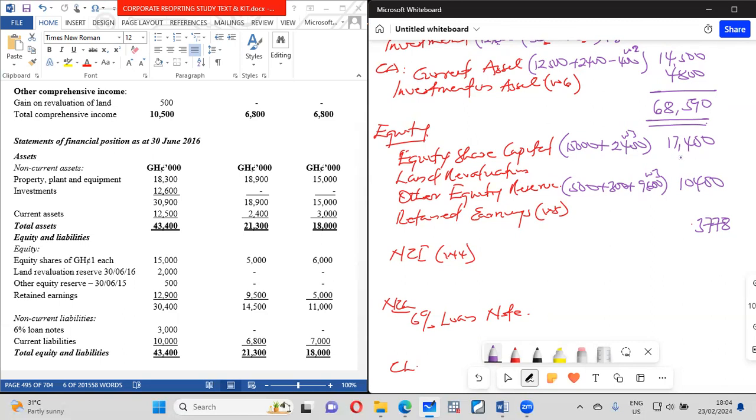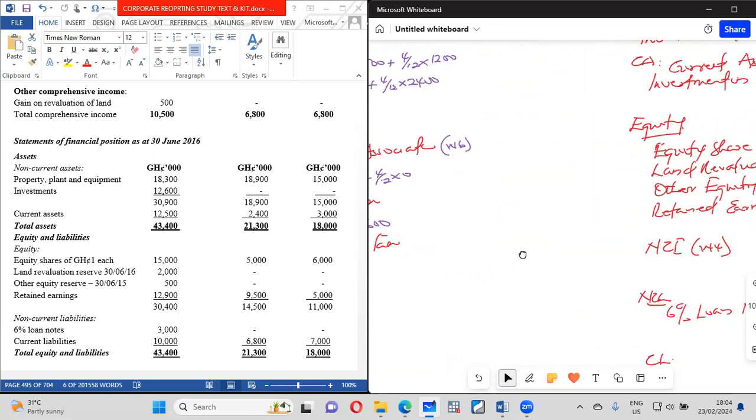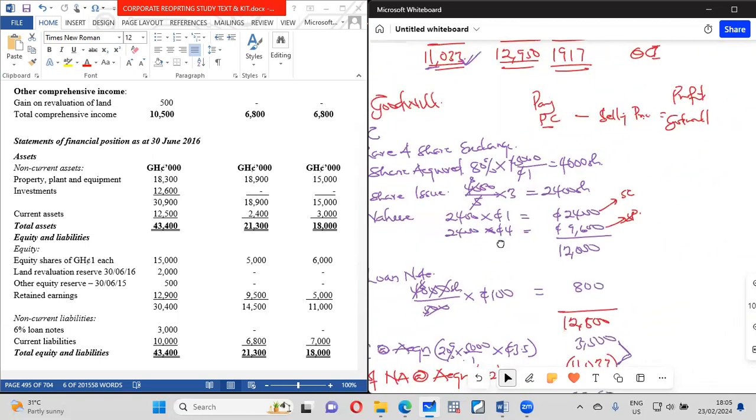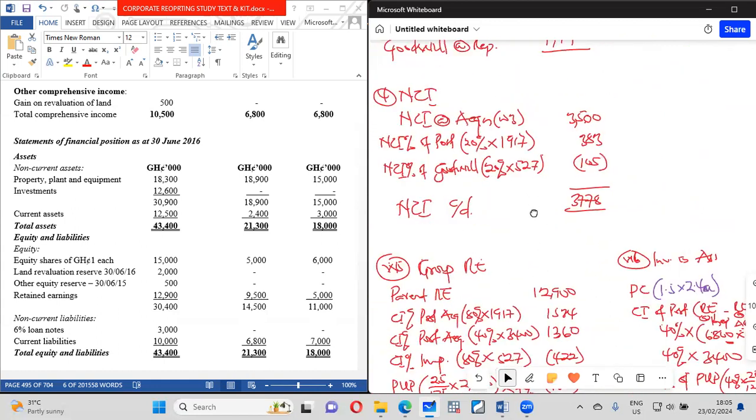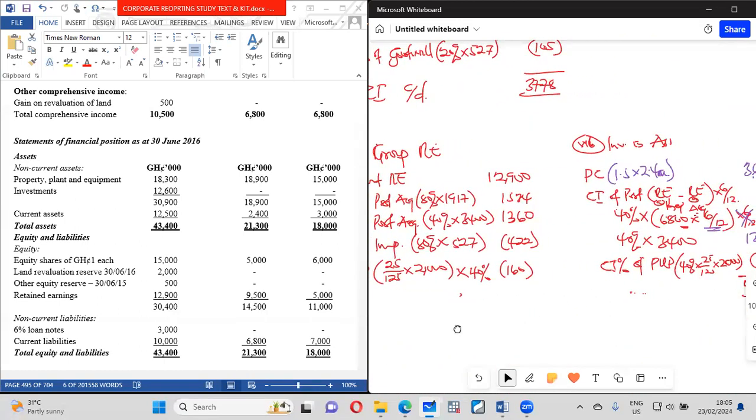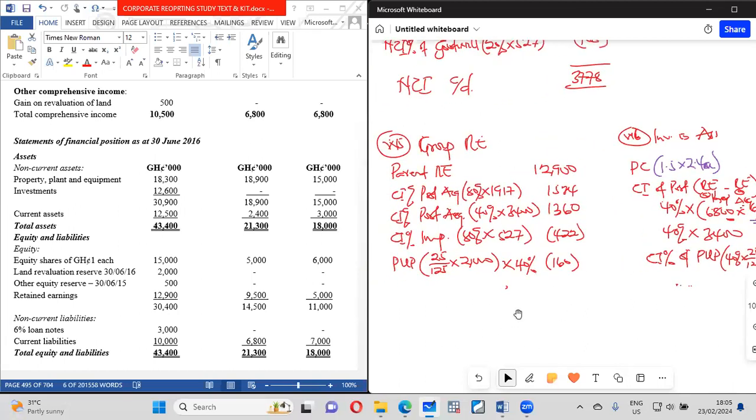The revaluation reserve is here. It was given. That is 2,000. Retained earnings. Are we done with our group retained earnings? All right. So these are what we have here. So we can now total the group retained earnings to find out how much we've got in there. So if I total this side, quickly, 12,900 plus 1,534 plus 1,360 minus 422 minus 160. That is giving me 15,212.